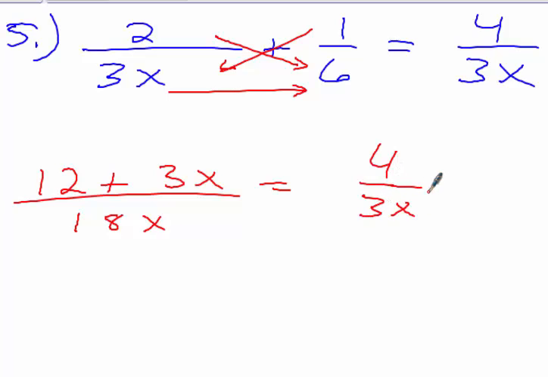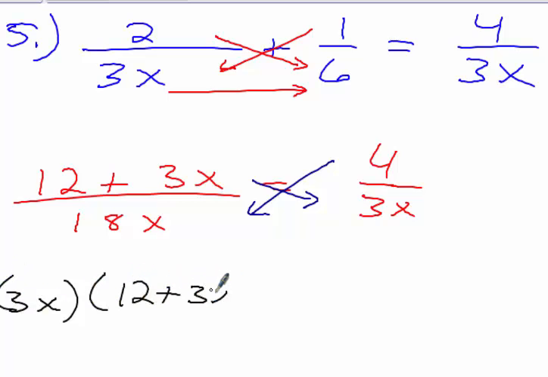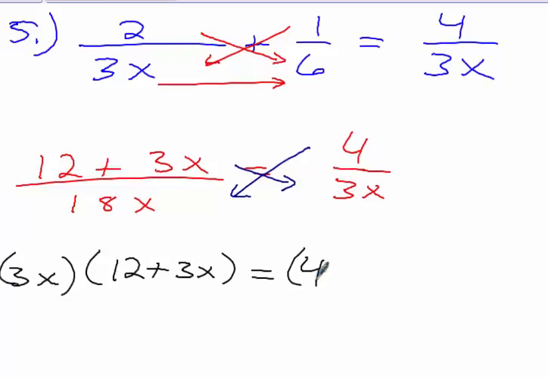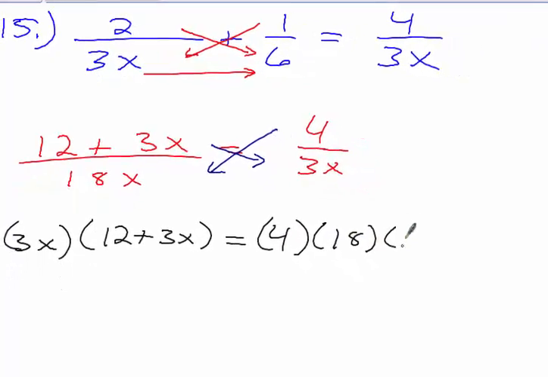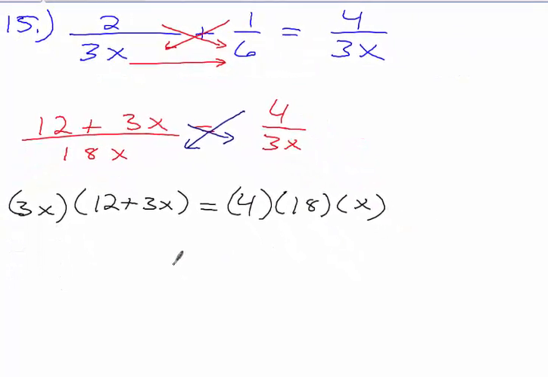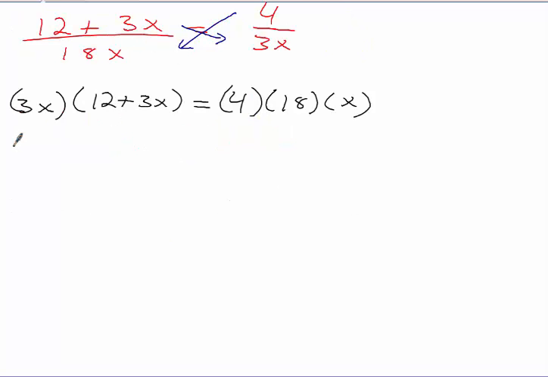Get rid of parentheses. Can I combine anything on top here? No. Do I have any parentheses to get rid of? No. So now I have a single fraction equals a single fraction, so I cross multiply. So you're going to get 3x times 12 plus 3x equals 4 times 18x. Everybody all right with that? Yes or no? If you notice here, I'm going to factor out what I can, right?